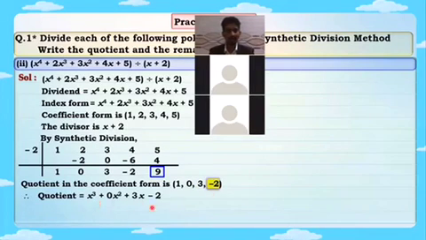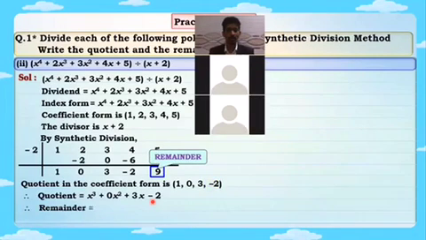I hope it is quite clear to each and everyone. And coming to the last line, जहाँ पे क्या लिखना है? Remainder का answer. So over here, remainder is going to be what? 9.